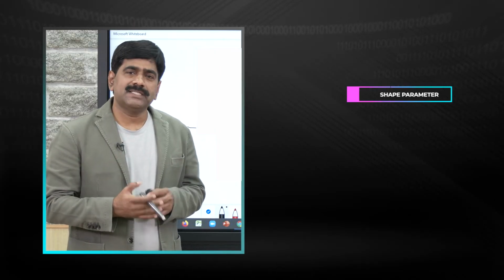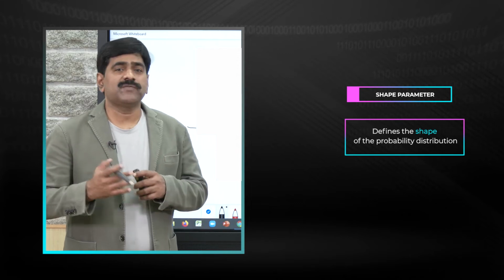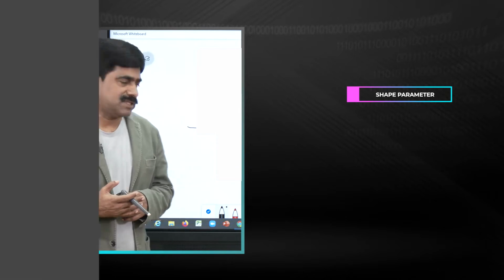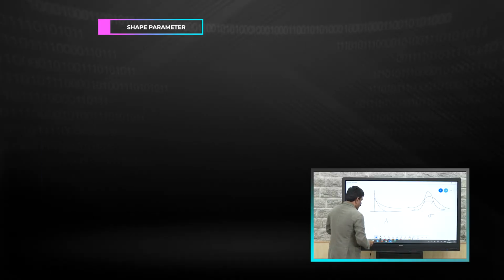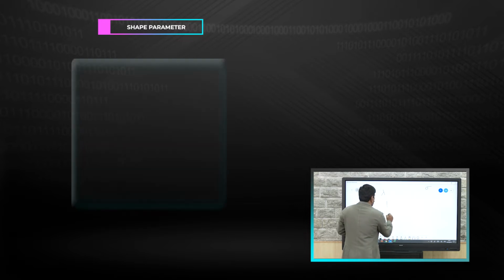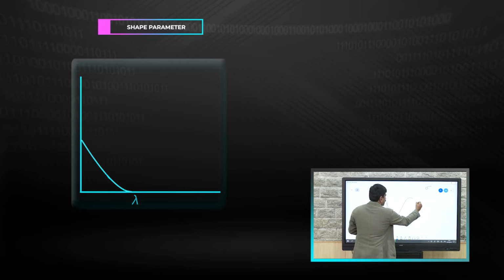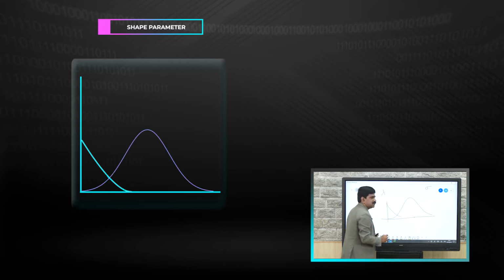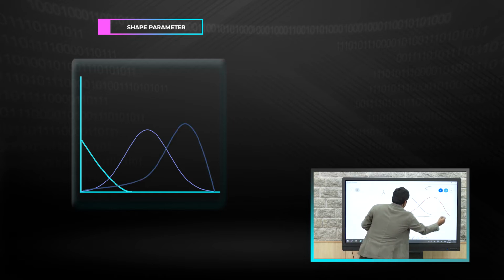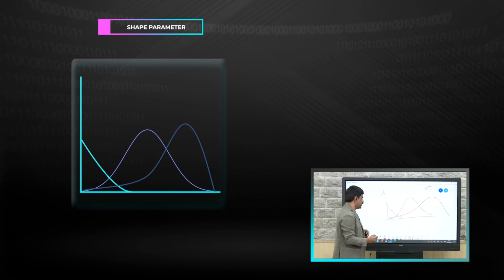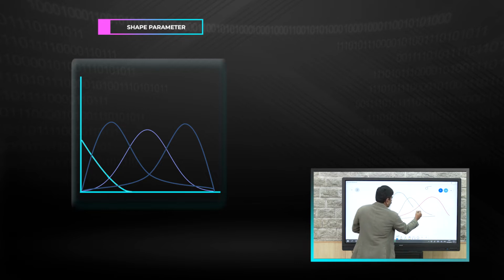The second parameter is the shape parameter that defines the shape of the probability distribution. The changes to the value of shape parameter will change the shape of the distribution. So, let us try to understand how the shape parameter works. Basically the shapes of the probability distribution can be symmetrical, like in the case of normal distribution, or it can be a skewed distribution. Here I have drawn a left skewed distribution, or you can have a right skewed distribution, something like that.